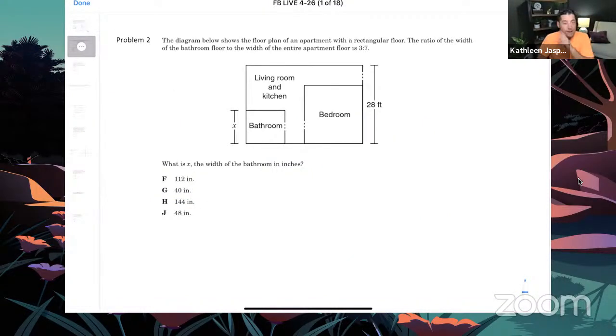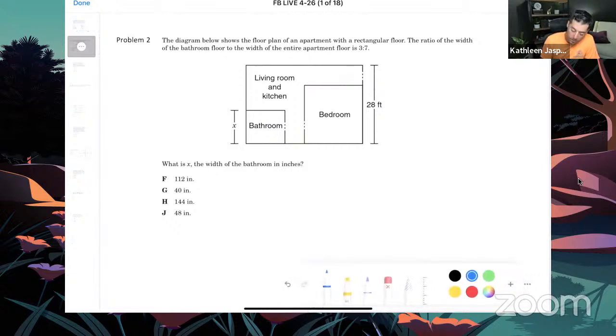Second problem says the diagram shows a floor plan of an apartment with a rectangular floor. The ratio of the width of the bathroom floor to the width of the entire apartment is 3:7. What is X, the width of the bathroom in inches? So this is what I need to find, right here. And this is the only thing they give me. And I've got a ratio. So if I've got a ratio, that means I'm going to do a proportion.